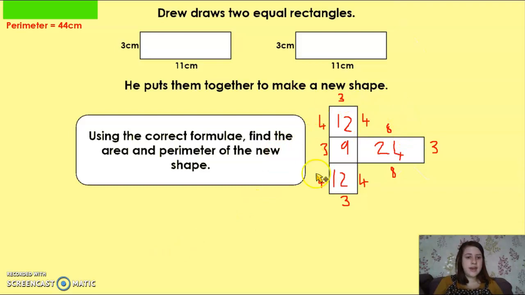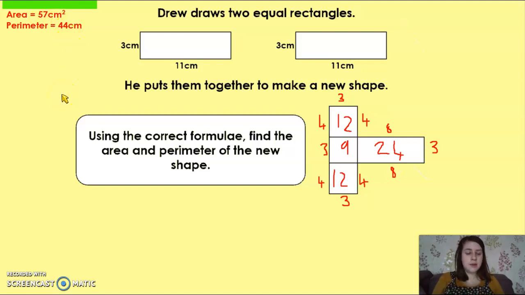Okay, so now you should have worked out all 4 of the areas. So we've got 4 times 3 is 12, this is also 12, 3 times 3 is 9, 8 times 3 is 24, and then we just add them all together to get the total area, which should come to 57 centimetres squared, okay? Hopefully that makes sense because there might be a couple of those questions on the sheet for you. If you need some help, then come back and revisit this one on the video.